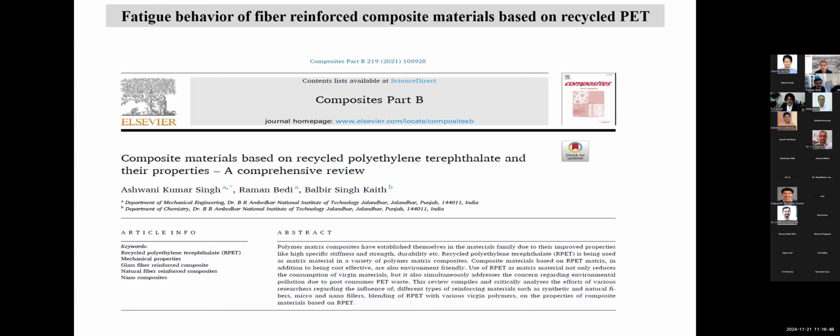So, if you are interested to read something about the recycled PET, this is one very good review paper, again from the same student, which is summing up almost all the activities until 2021, almost 3 years old now, where we sum up the usage of recycled PET as a matrix material in composite materials. So it's a very comprehensive review which the users can download if they are interested in studying further on it.